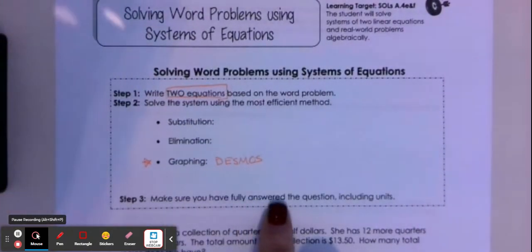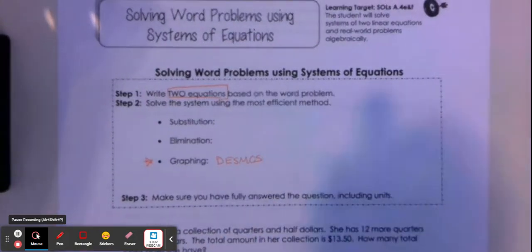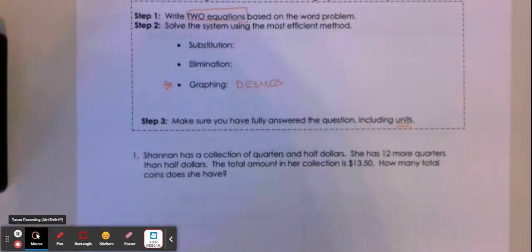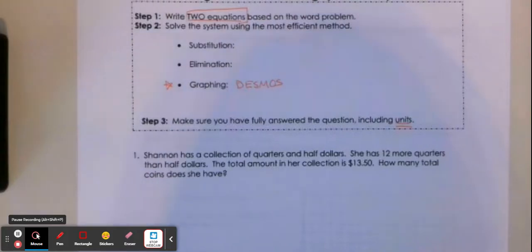Third step, of course, is you got to answer the question and you should label your answer. So let's take a look. How are we going to write these equations based on questions? And again, this is systems of equations, so there is more than one equation to write.